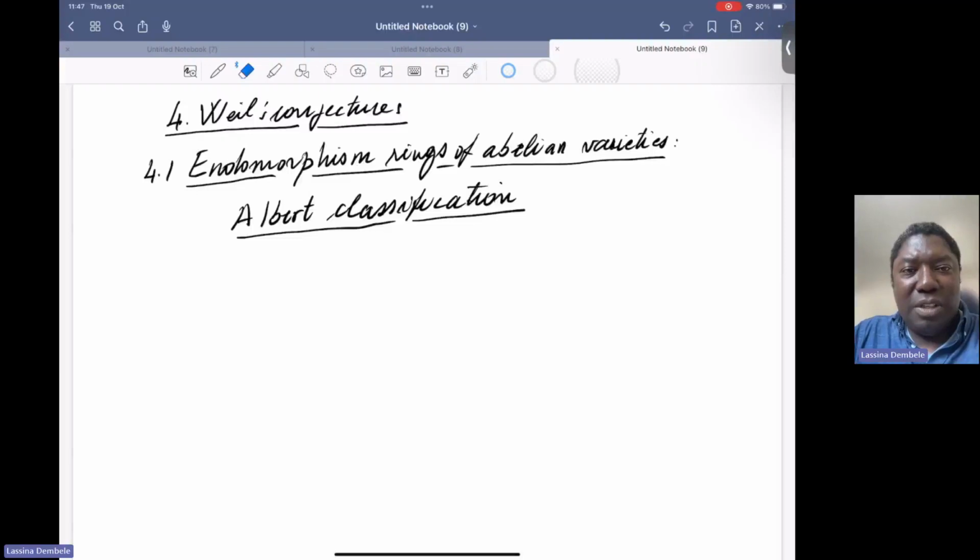To the fourth lecture of this series on abelian varieties over finite fields. So today we are going to discuss the Weil conjectures. And before we do this, I'm going to again supplement some of the things we saw about the endomorphism ring of abelian varieties.